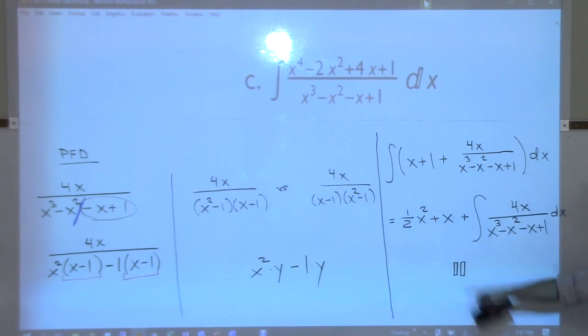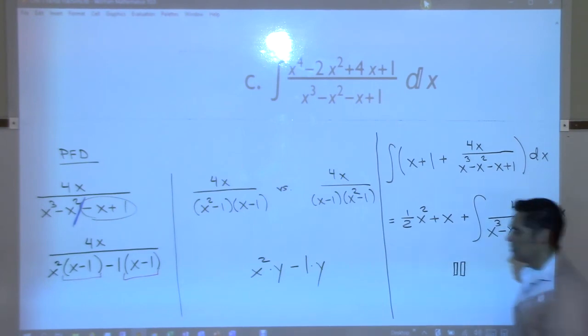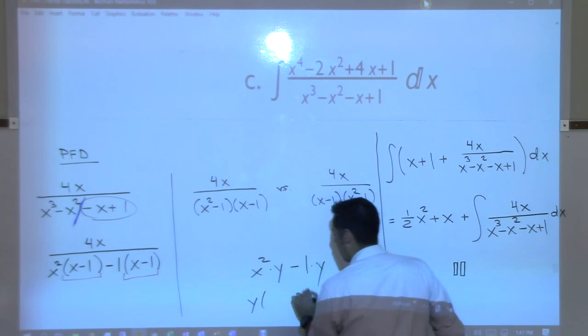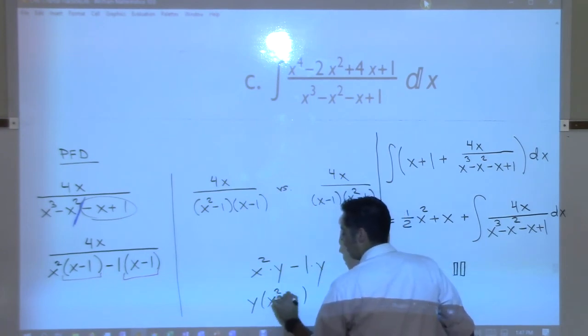Do we have a greatest common factor there? No. Do they both have something in common? Yes, y. Right? They both have a y. So you could pull a y out, couldn't you? So you pull a y out, and you're left with what? x squared minus 1.